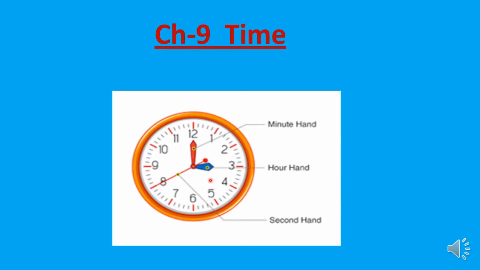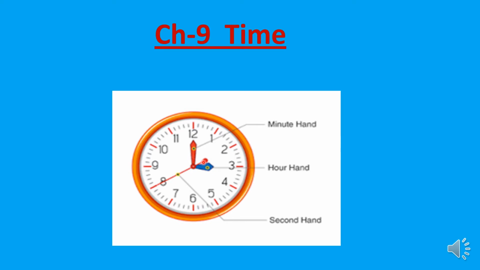What have I said up to now? This is the face of a clock. The face of a clock is called its dial. This is the short hand, or we call it the hour hand. This is the smallest hand. It indicates the time in hours. This is the minute hand. The minute hand indicates the time in minutes. This is the seconds hand. The seconds hand indicates the time in seconds.